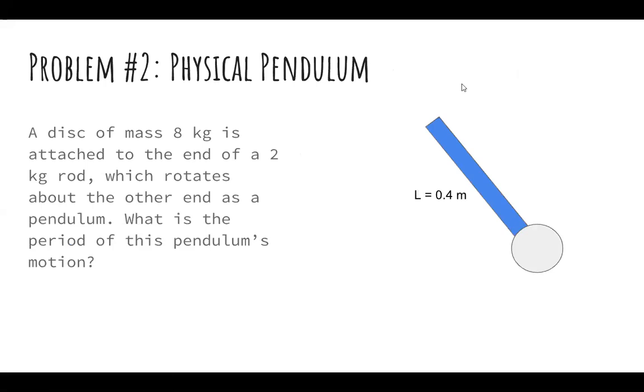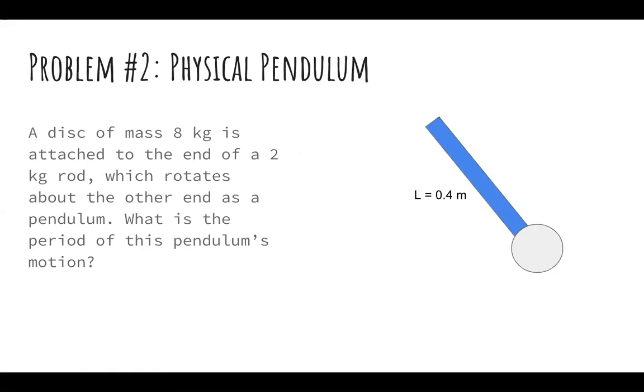Okay, so for problem number 2, we have a physical pendulum. The rod itself has mass and there is a mass at the end. A disc of mass 8 kilograms is attached to the end of a 2 kilogram rod, which rotates about the other end as a pendulum. What is the period of this pendulum's motion?